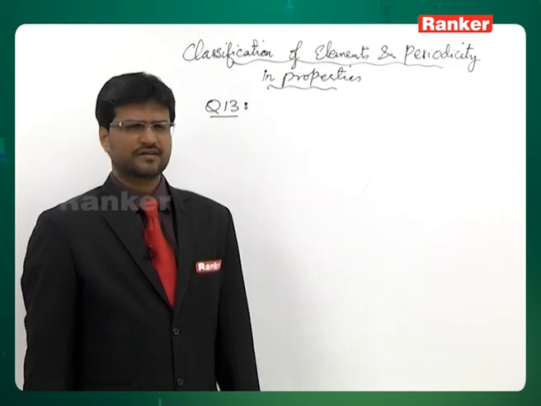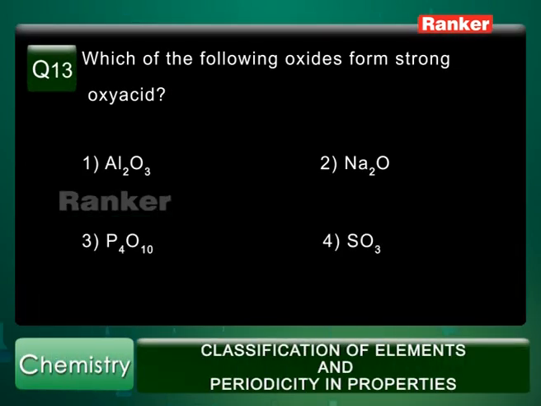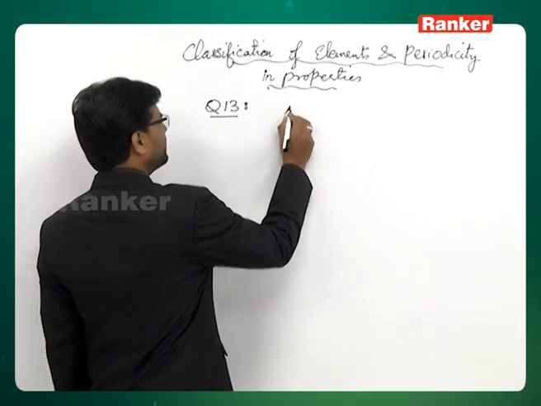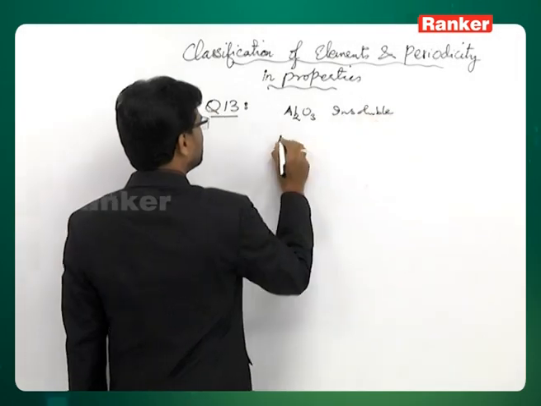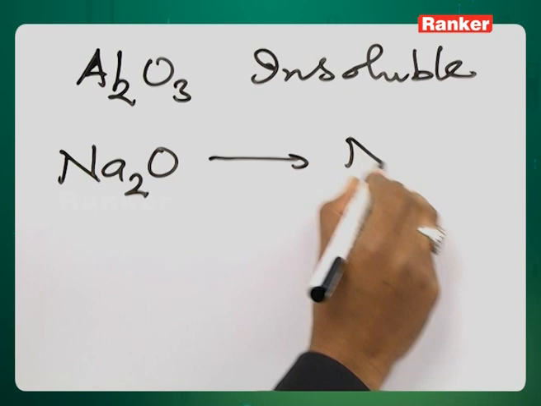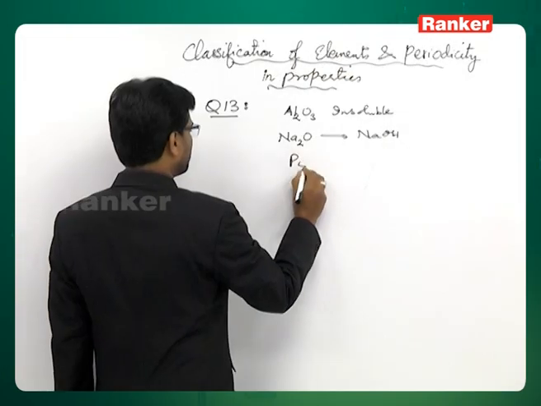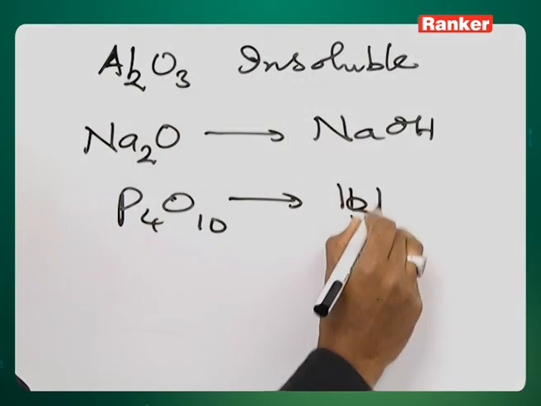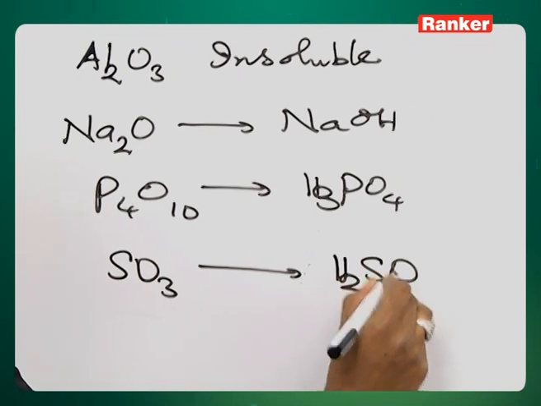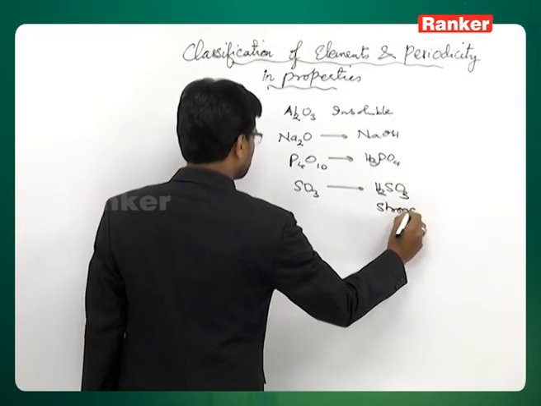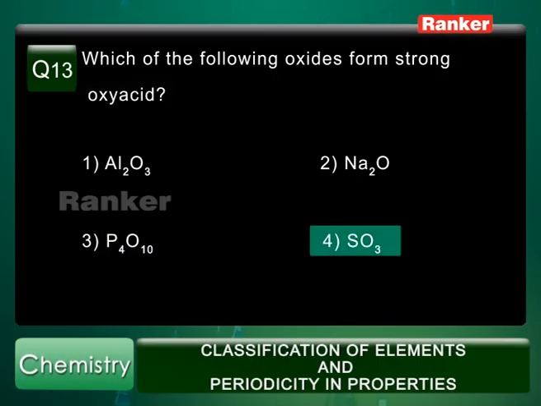Question number 13. Which of the following oxides forms a strong oxyacid? Which of them forms a strong oxyacid? It is the same options, and we know that Al2O3 is insoluble, Na2O produces a base, sodium hydroxide, P4O10 produces a weak acid, H3PO4, and the substance which produces a strong acid is SO3. SO3 produces a strong acid, sulfuric acid. So, the correct answer is SO3, fourth option.